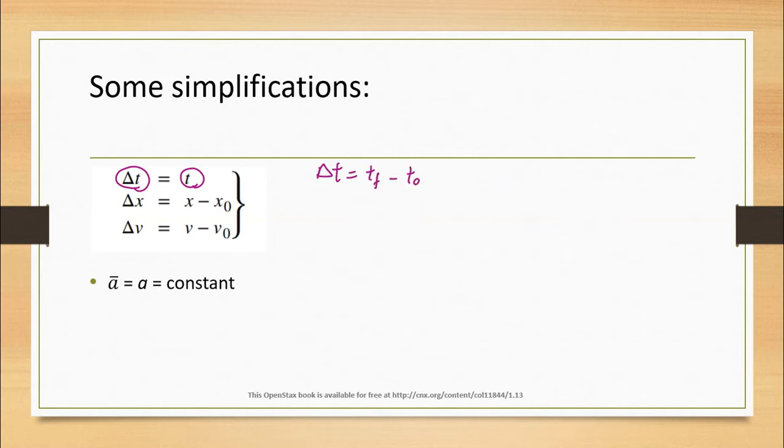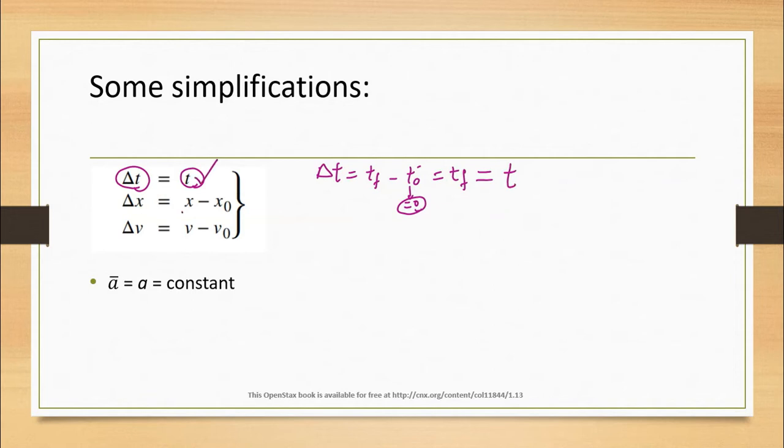And to make it easier, we usually set our initial time to 0. So delta t is equal to the final time that the stopwatch is showing, and we show that with only t.